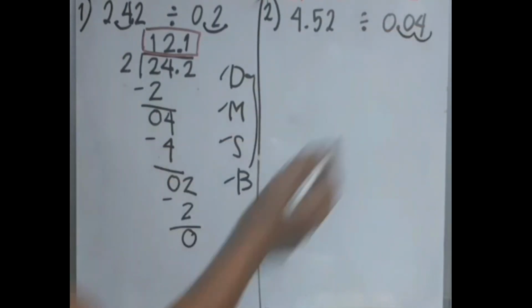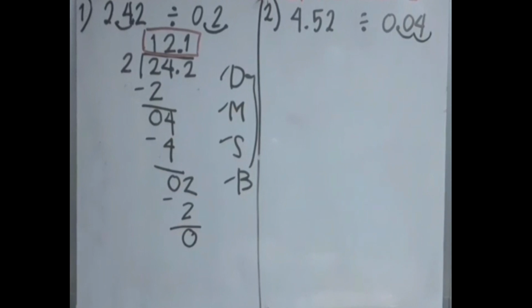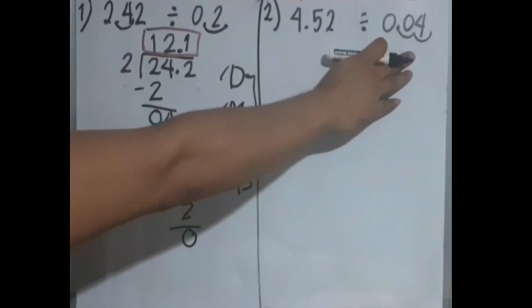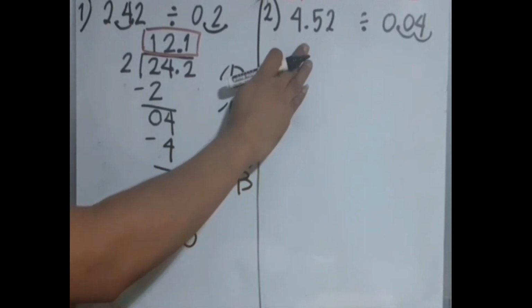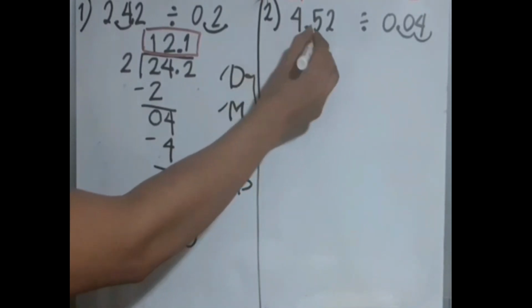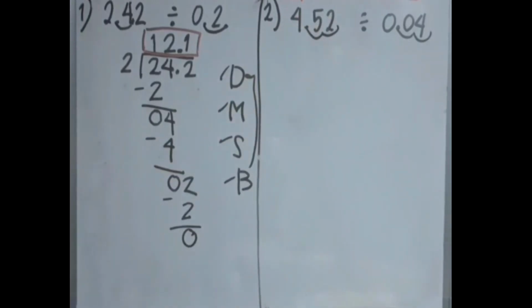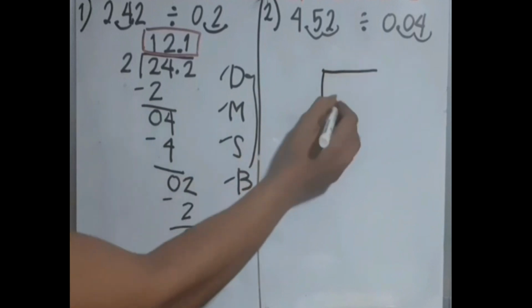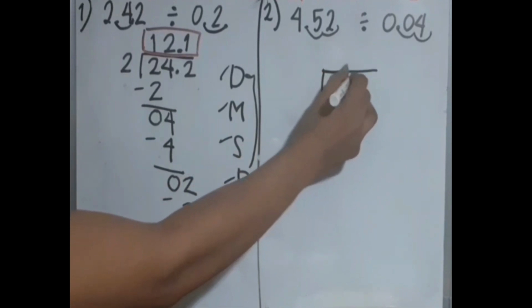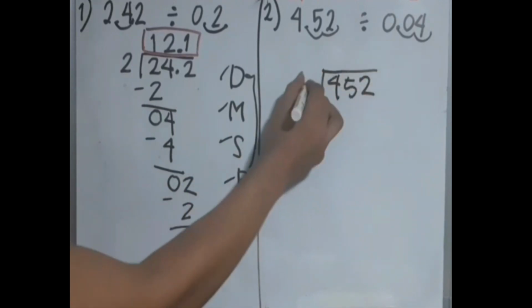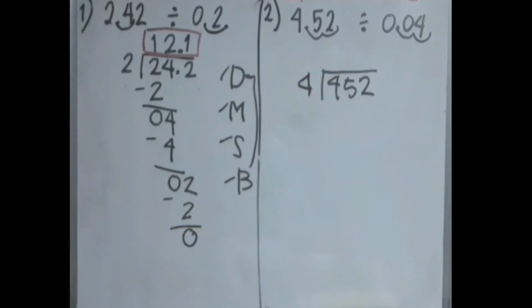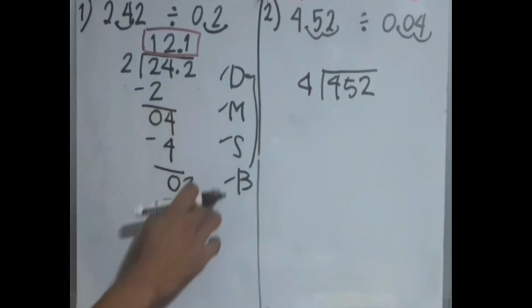1, 2. So, this will become now 4. Now, since we move the decimal point in our divisor twice, kailangan din natin i-move ang decimal point sa ating dividend ng 2 beses. So, that will be now 1, 2. It will become now 452. Now, let us divide using the long division method. So, we have 452 divided by 4. Let us divide using the DMSB.